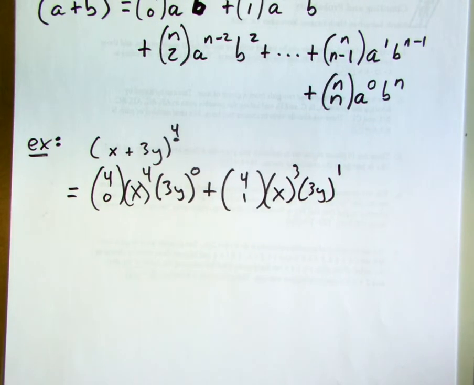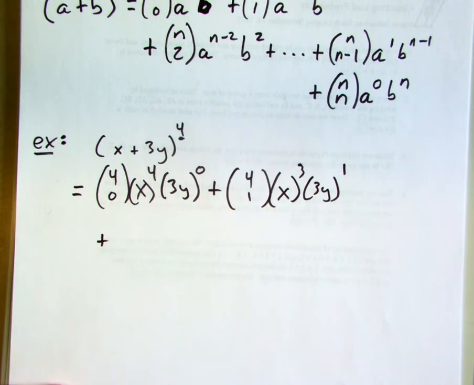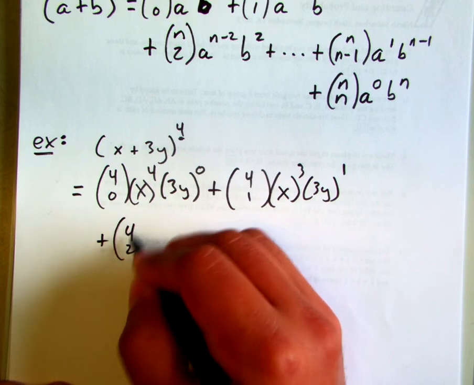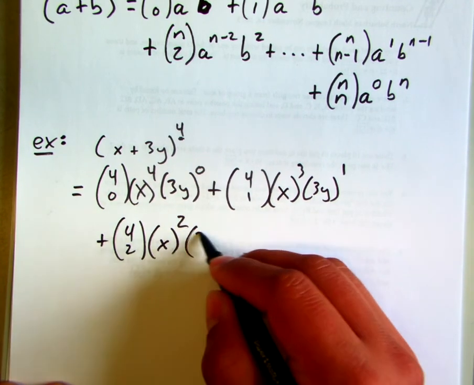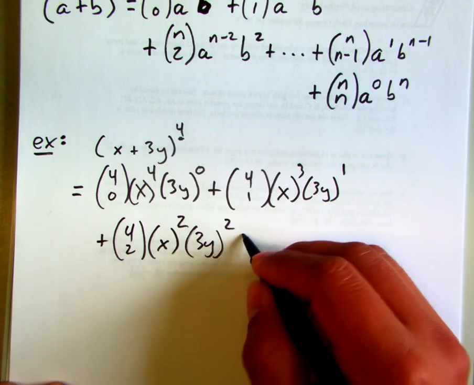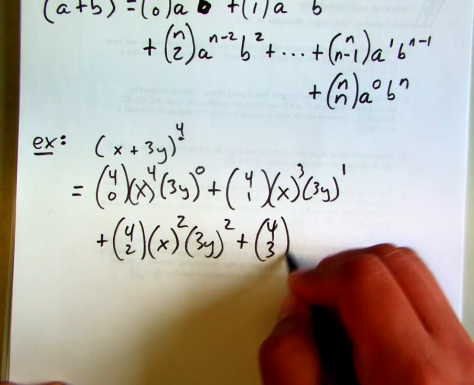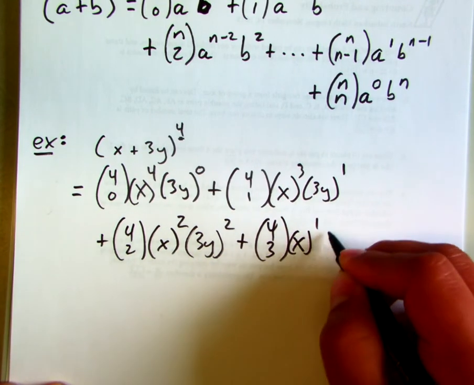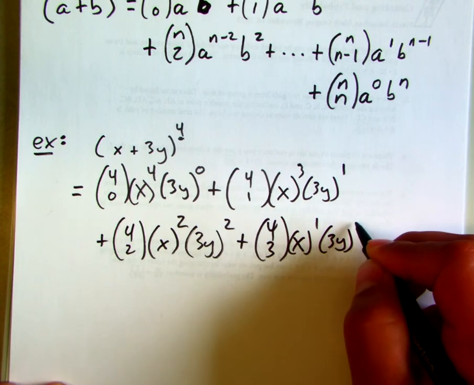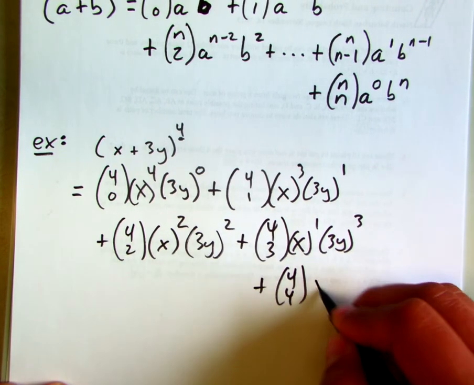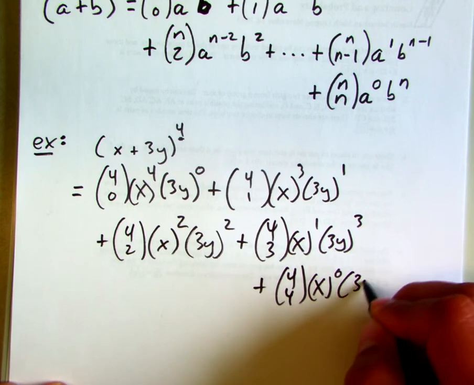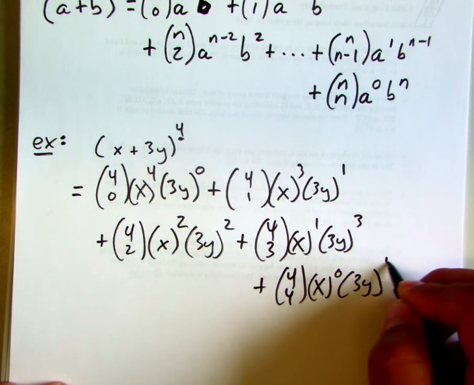So with the last one, I'm not even there yet because we keep stopping. What's the next term? 4 choose 2, x to the second, good, 3y to the second, plus, good, x to the first, 3y third. Last term, 4 choose 4, x to the 0, plus 3y to the 4.